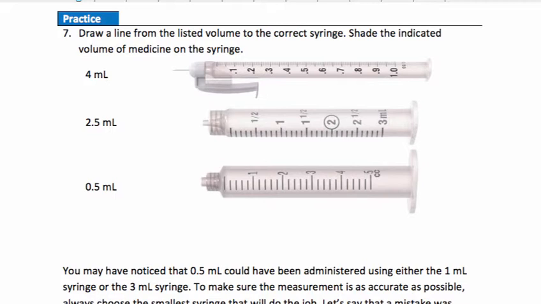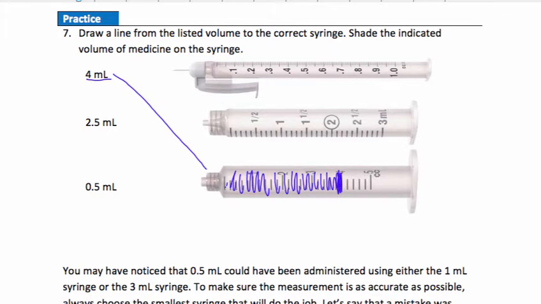Okay, so 4 milliliters. That is the only one big enough to do that is going to be this one down at the bottom. So we're shading in 4 milliliters here. So we want to shade it in right to there. That's how we'd fill that one up.